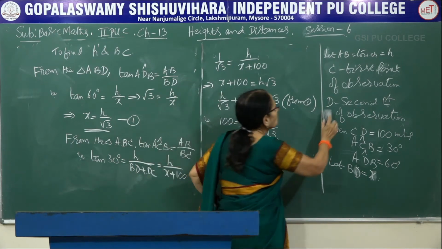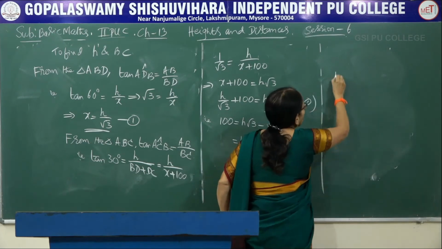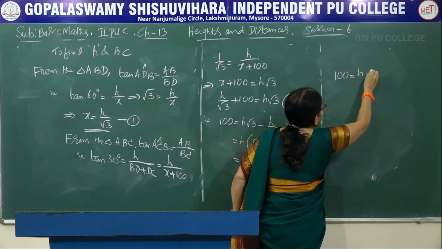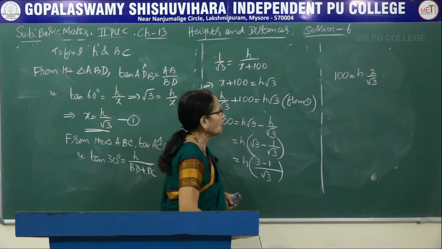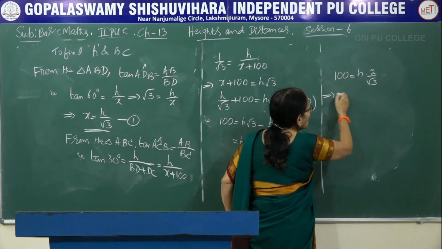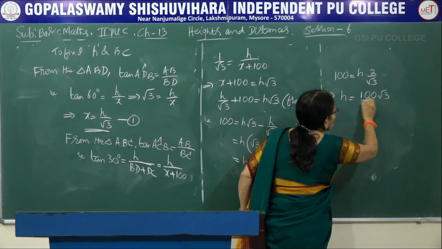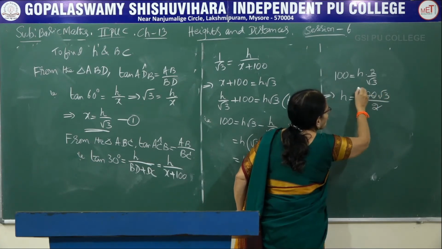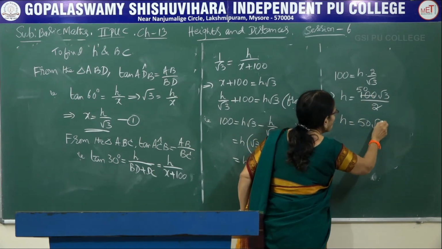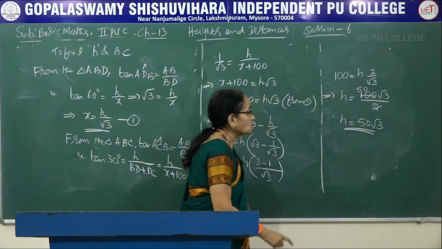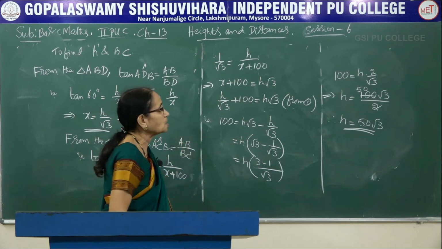So, we are having 100 is equal to h into 2 by root 3, since 3 minus 1 is 2. Now again on cross multiplication, h is equal to 100 into root 3 divided by 2. You cancel: 2 ones are 2, 2 fives are 10. Therefore, we have h is equal to 50 root 3. Now what is h here? It is the height of the tower. The height of the tower has been calculated.